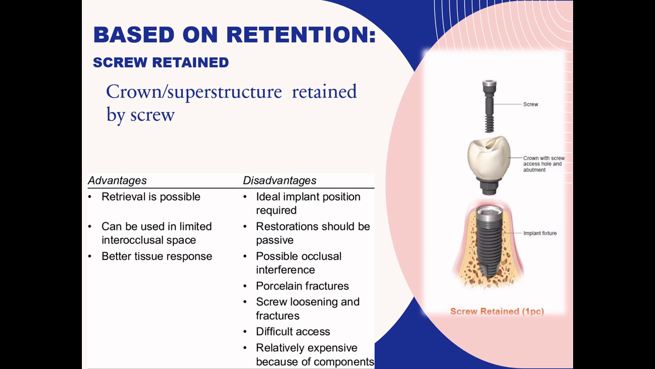Coming to the disadvantages, ideal implant position is required for a screw retained restoration and the restoration should be passive. So if it is not passive, then the forces of the prosthetic screws are transmitted to the implant bodies, which can result in porcelain fracture, screw loosening, etc. And usually there is a difficult access in screw retained restoration, especially in the posterior region. And this is relatively expensive because of its components.